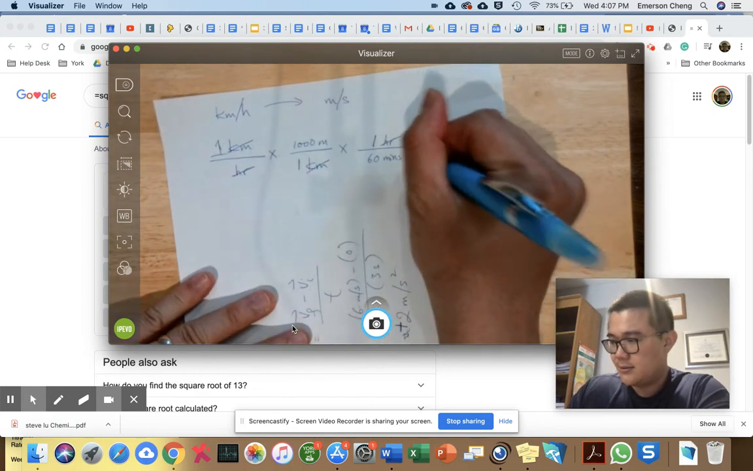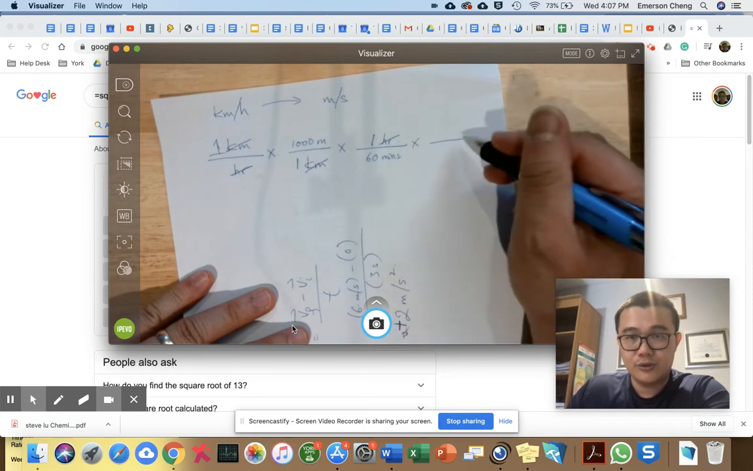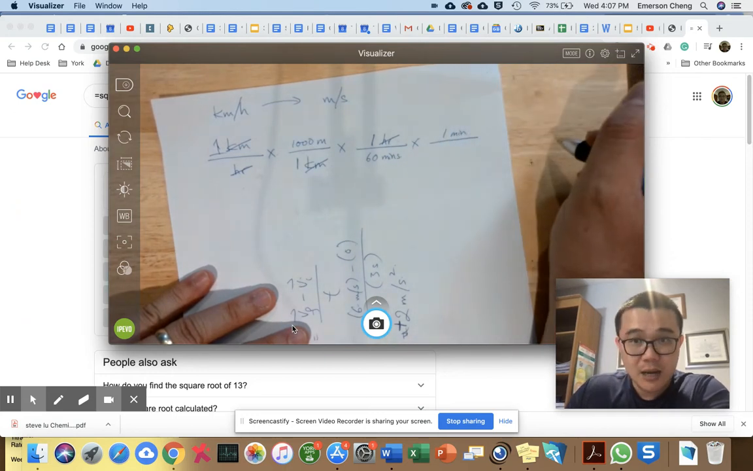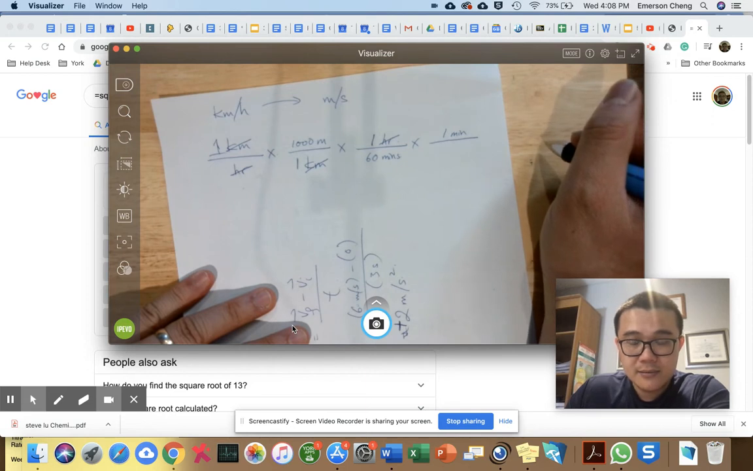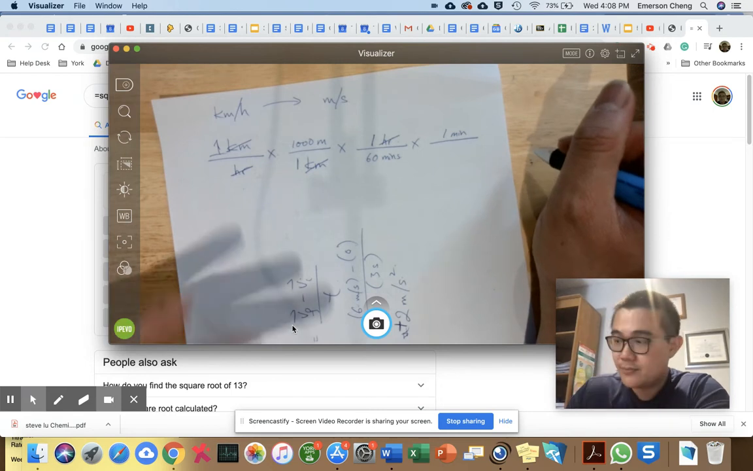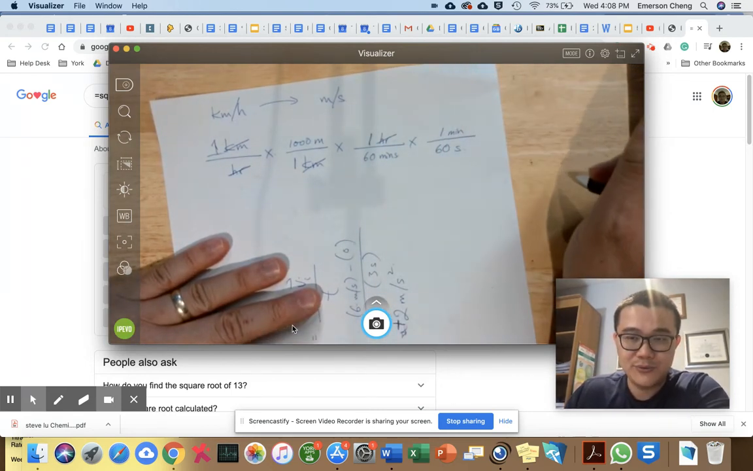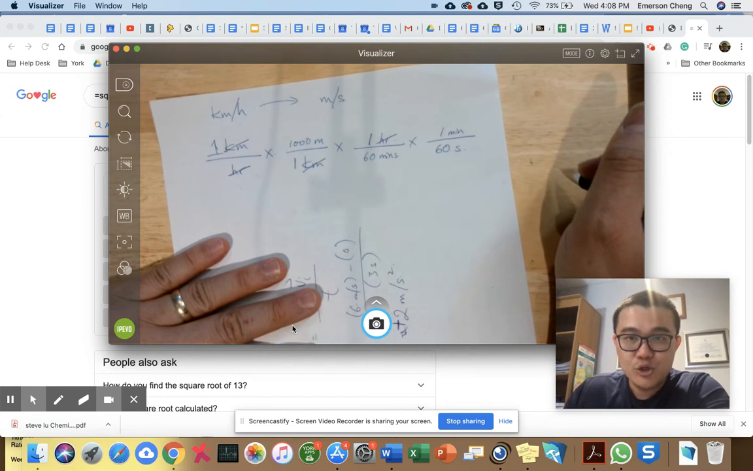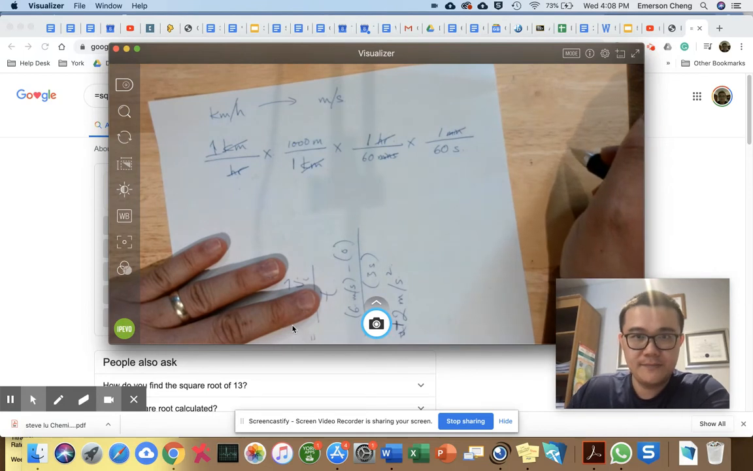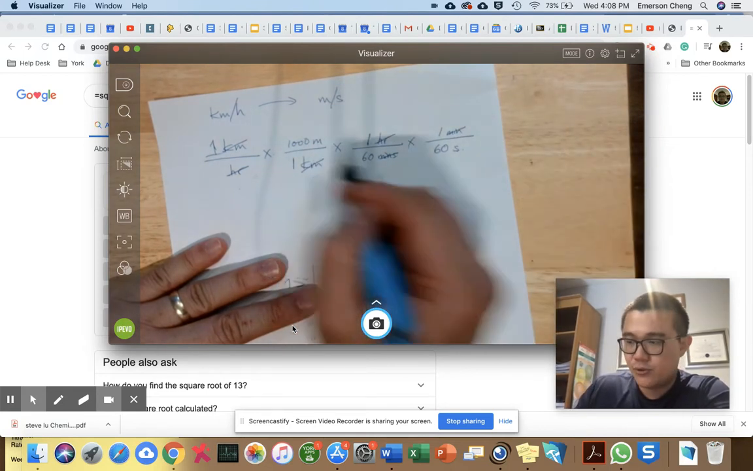So in this case, I want to get rid of the minutes. Now I'll do this again. 1 minute is how many seconds? So in this case, 1 minute is 60 seconds. Hopefully you said that. So I get rid of this minute here, and the minute here cancels out. So now I have meters per second, right? Meters per second.